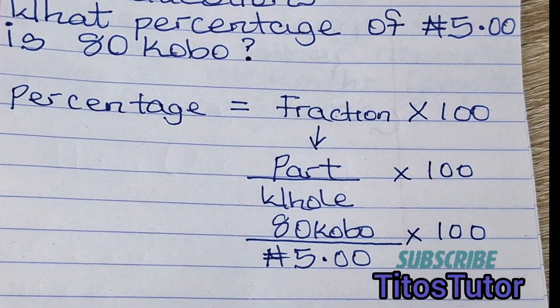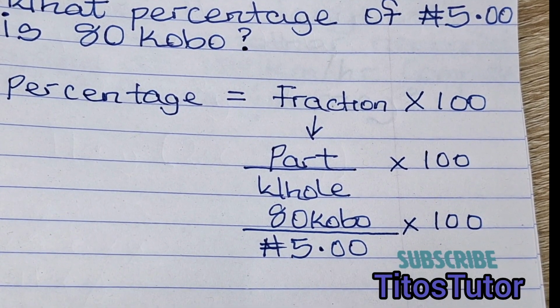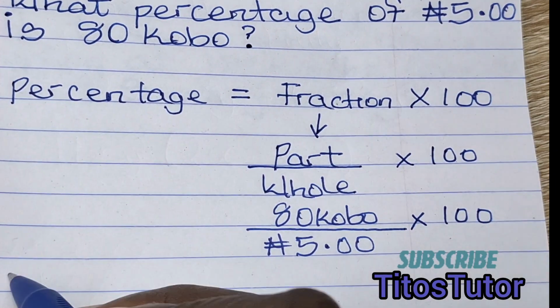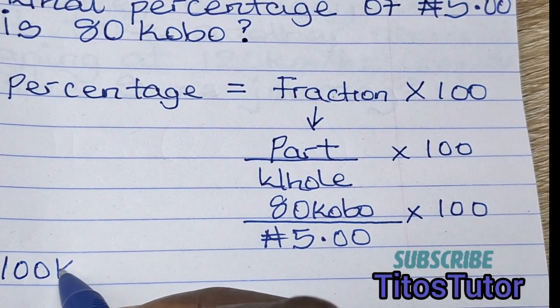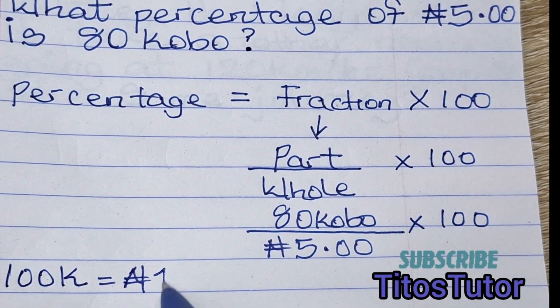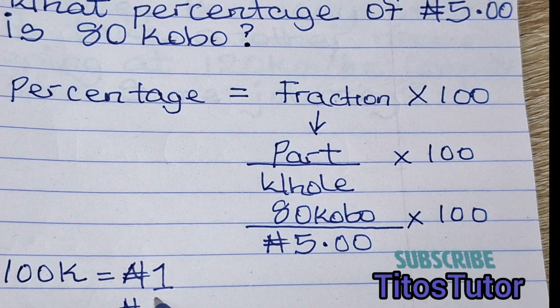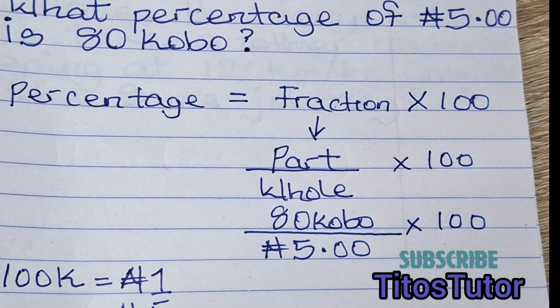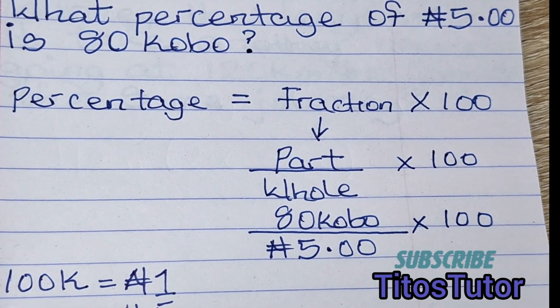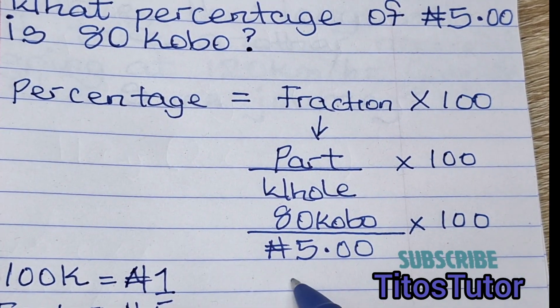Okay, so how many kobo make a naira? It is 100 kobo gives you 1 naira, right? So 5 naira, which is in this case, will definitely be 100 times 5, which is 500 kobo. So this is what you write.